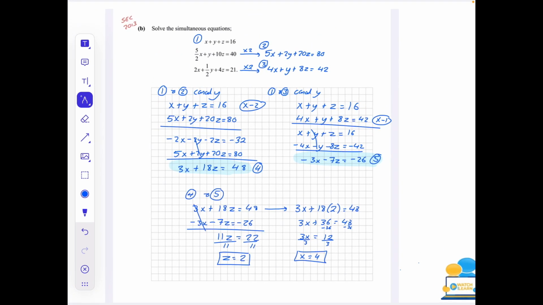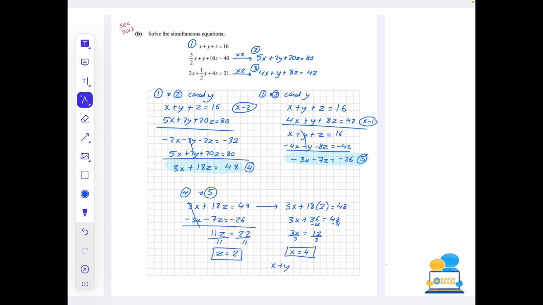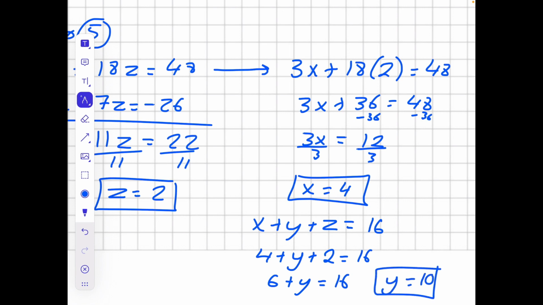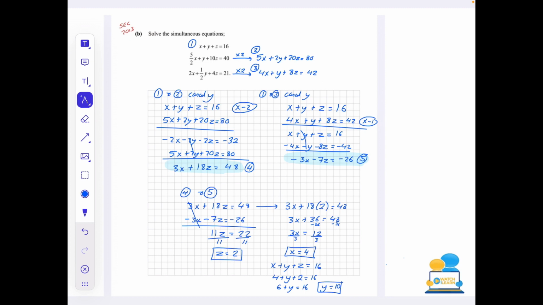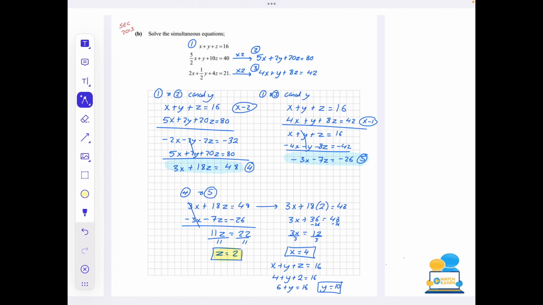My second answer, and now use one of your original equations. I'm going to go with 1 because it's just the most straightforward. 1 tells us that x plus y plus z is equal to 16. We know x is 4. We don't know what y is yet, but we know z is 2. So 6 plus y is equal to 16. Minus 6 from both sides, y is equal to 10. Okay, so once you got over the initial challenge of the fractions, the question actually worked out extremely nicely.